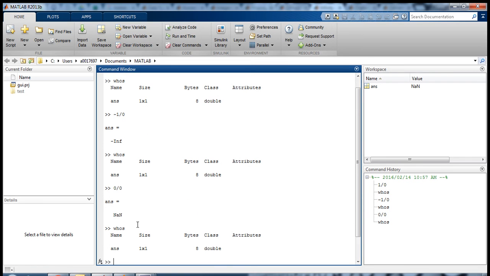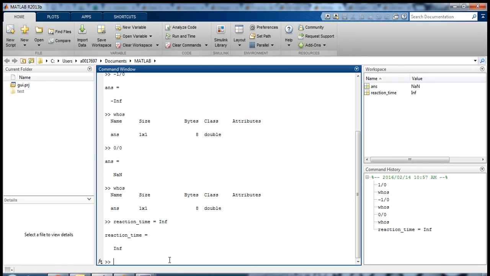And if I type whos, NaNs, as we often call them, are represented as doubles as well in memory. But what's nice is sometimes I want to allocate a nonsensical number. I want to allocate infinity to a certain thing, so I might have reaction time, and say that it's at equilibrium, in which case I want to say that it's infinite. Now what I've said is the reaction time is infinite.